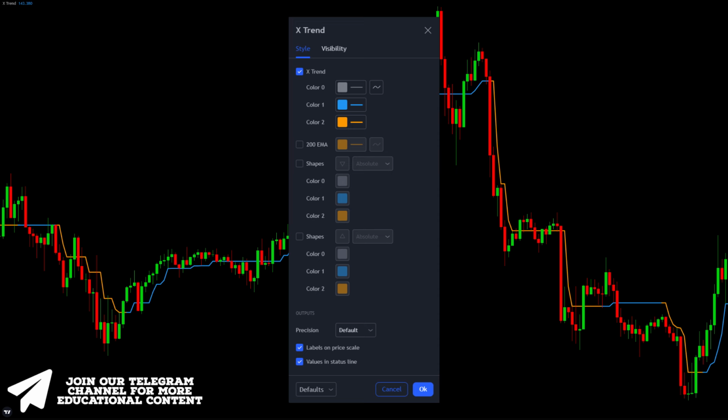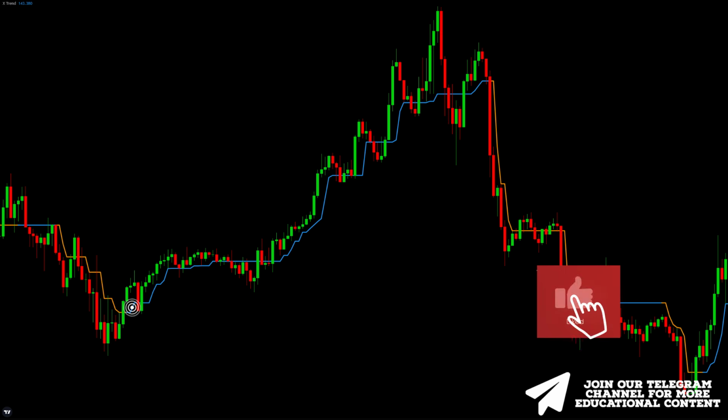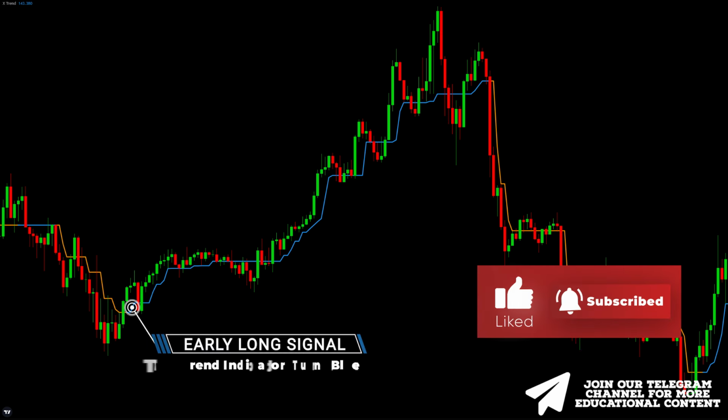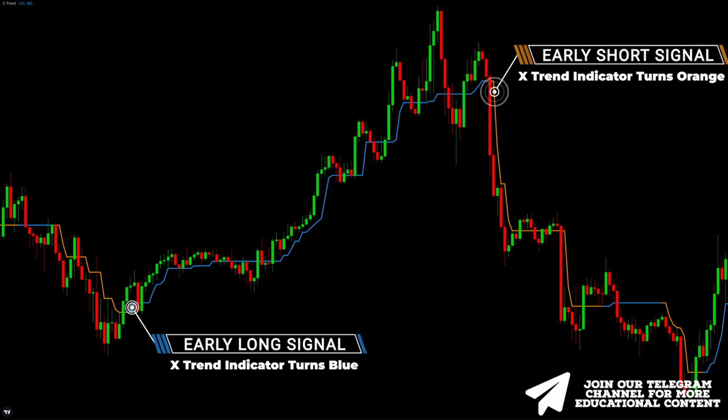Then, open the settings of the indicator, switch to the Style tab, and turn off Shapes and 200 EMA. This indicator acts as a trigger event, enabling us to determine the directional bias in our strategy. Obviously, when the X trend line becomes blue, it sends an early long signal for us, while when the line turns orange, it issues a signal for the trade short.